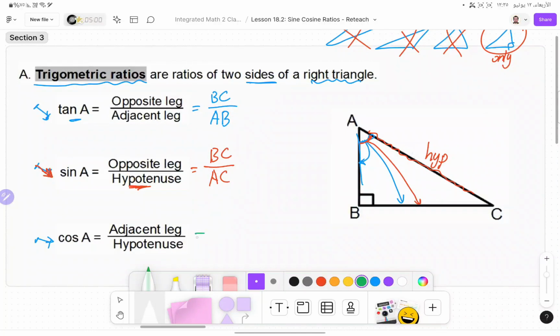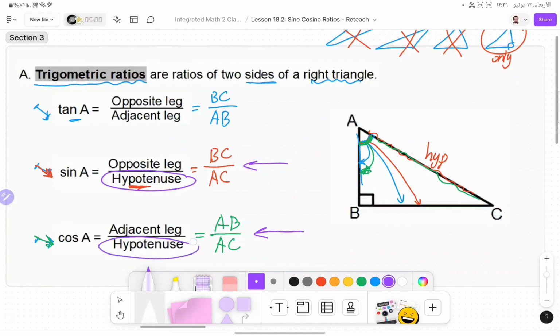Now if you look at the cosine, cosine A is adjacent over hypotenuse. Which one is the adjacent? It's AB, over the hypotenuse, which is AC. So for sine and cosine, both have the hypotenuse in the denominator, but sine is with the opposite and cosine is with the adjacent. Tan is opposite over adjacent. I hope you understand this. If you have anything, ask me.